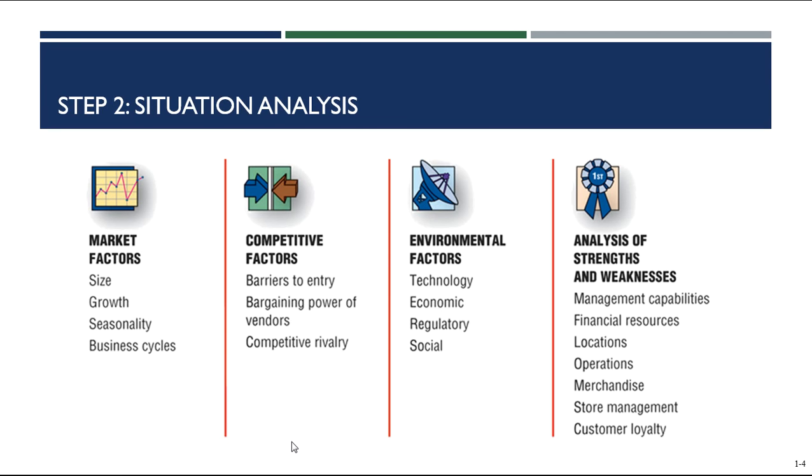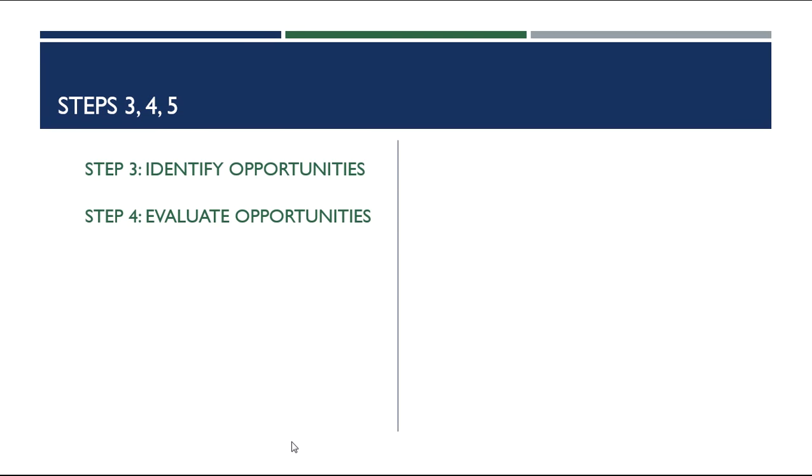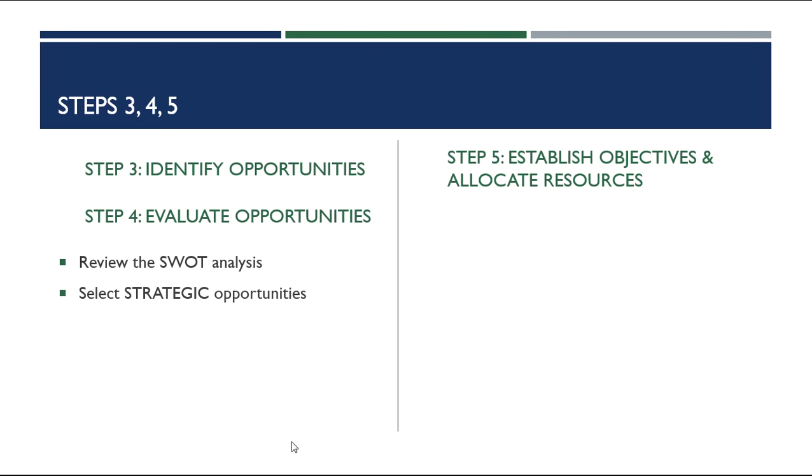Different competitive factors obviously could impact, and different economic or regulatory laws or social factors could impact you as well. So all of that is part of step 2, which is the situation analysis. Step 3 and step 4, you are using your SWOT analysis that you conducted in step 2 in order to identify opportunities and evaluate those opportunities that might help you as you are opening your business. And then step 5 is to establish your objectives and start allocating your resources in order to build the plan.